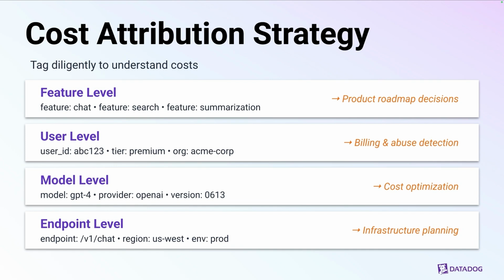And finally, endpoint-level tagging. Attributing cost to a region, environment, or provider helps your infra planning. You can see how regional distribution of staging versus prod can impact your total spend. By making tagging mandatory, you gain the necessary visibility to understand where your money is going, and more importantly, how to control your spend.